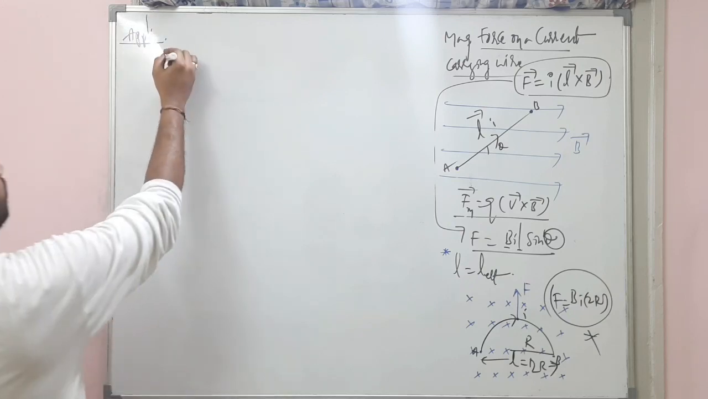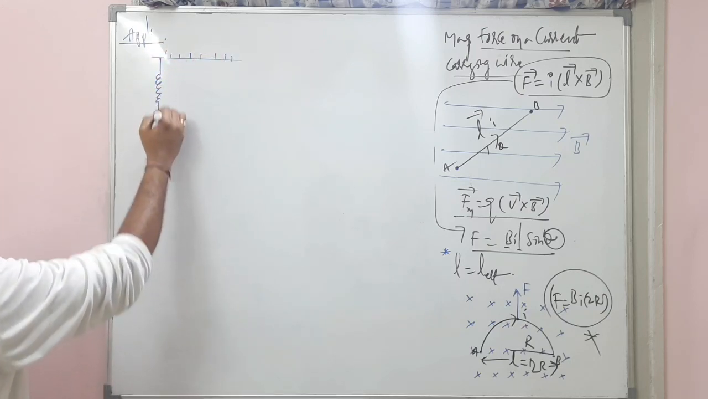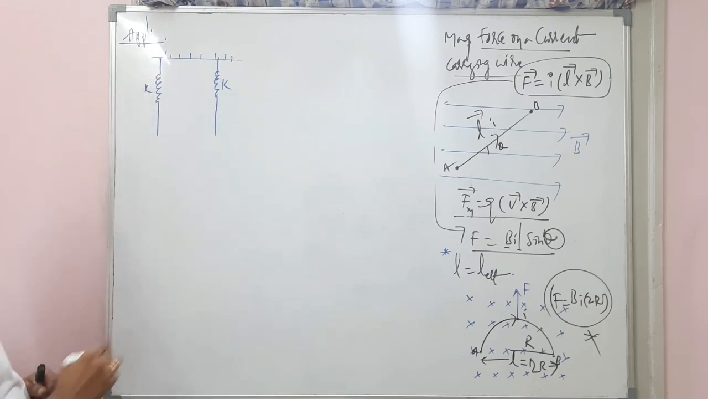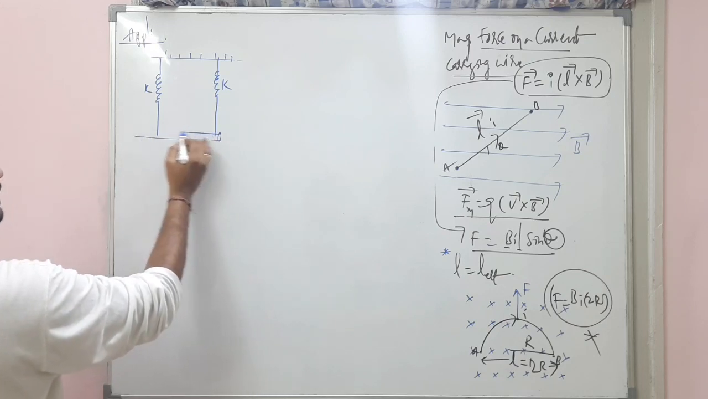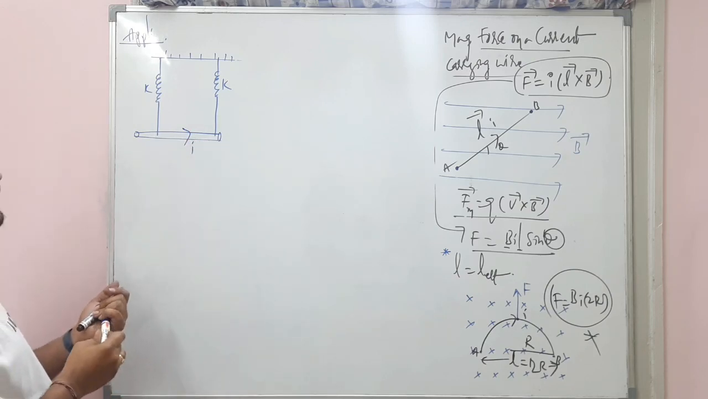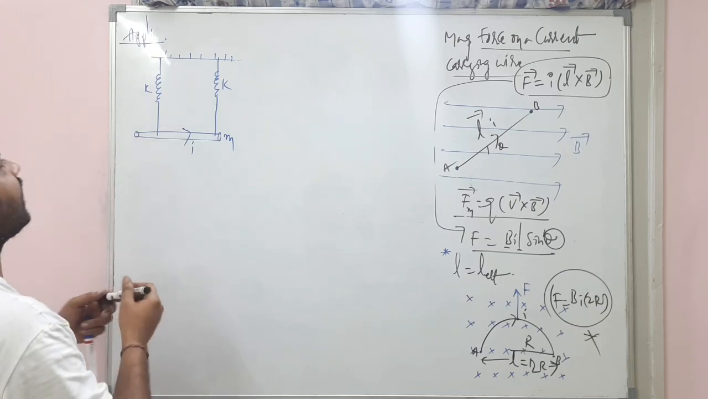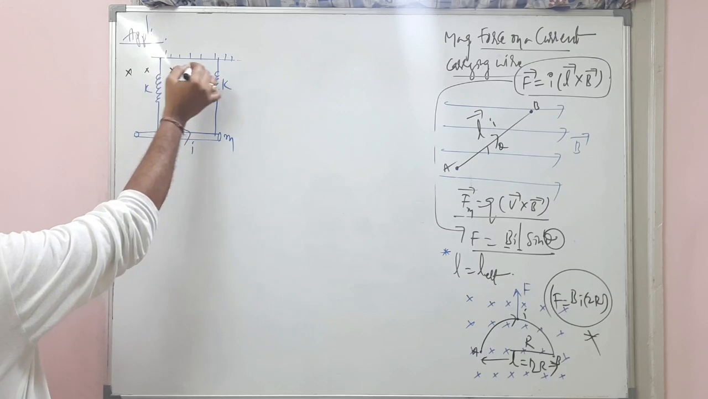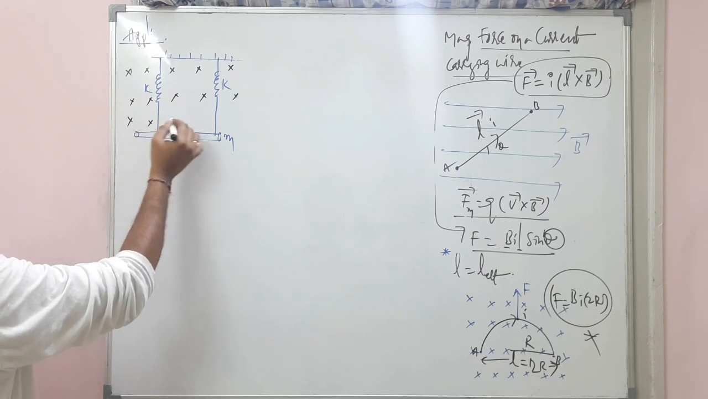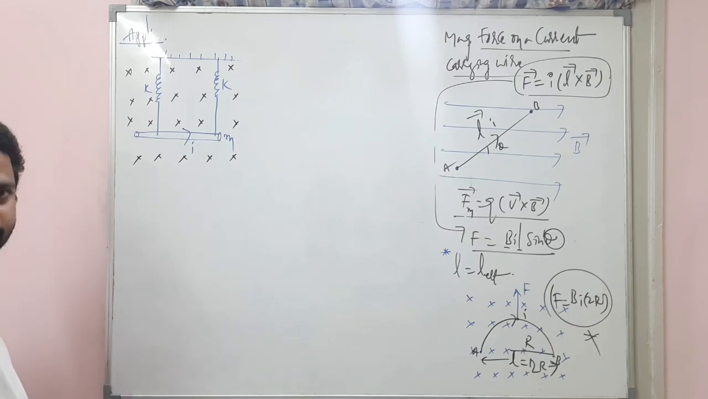A simple application. There is a rigid support, there is a spring here, there is another spring here. Imagine its spring constant is K. There is a rod connected here, a rod through which the current I is flowing, and the rod has a mass M. This complete setup is kept in a magnetic field where the field lines are into the plane, like this.